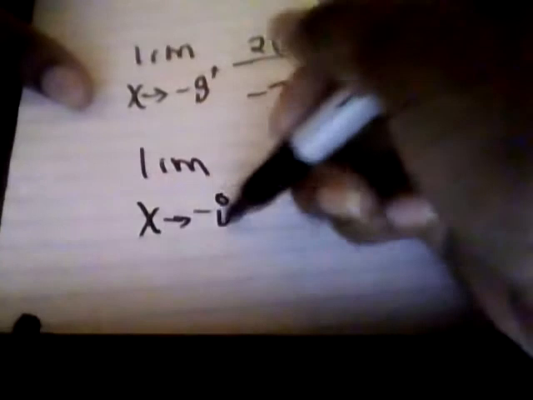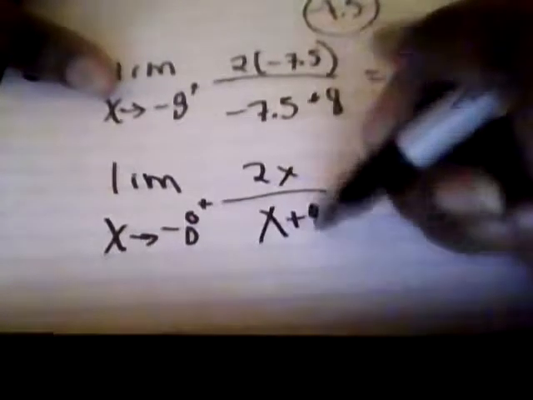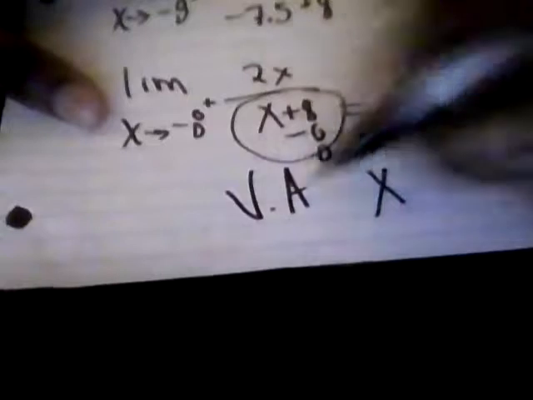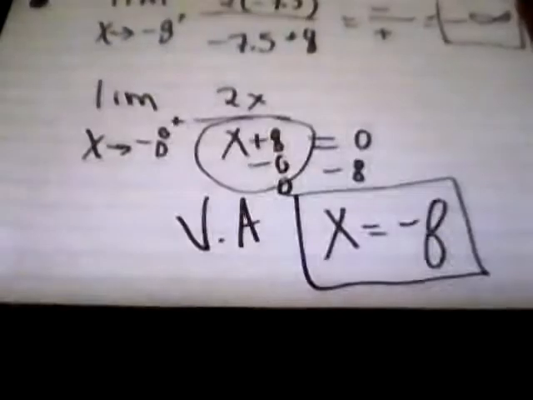To find the vertical asymptote of this equation, we will set the denominator to 0. So the original equation is the limit as x approaches negative 8 from the right of 2x over x plus 8. This x plus 8 is the denominator. Set the denominator to 0. We subtract 8 from both sides of the equation and have the vertical asymptote is equal to x equals negative 8. So that's number 2.